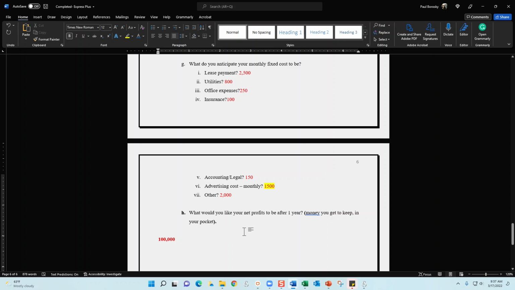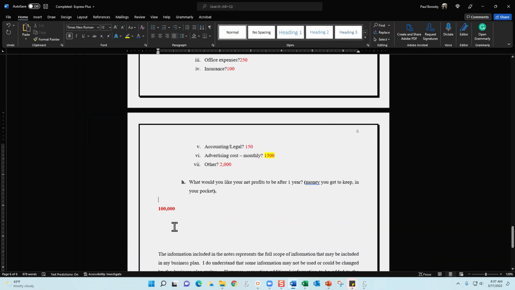And then finally, what do you want your net profits to be after 1 year? So you start up your organization, it's ready to go, it's raring, it's chugging right along. At the end of 1 year, after you pay all of your taxes, after you pay all your fixed costs, after you pay your employees, after you pay your variable costs, after all costs are paid, how much money would you like to have in your pocket at the end of the day? And for this example right here, I'm saying that after 1 year, I'd like to have a net profit of $100,000.